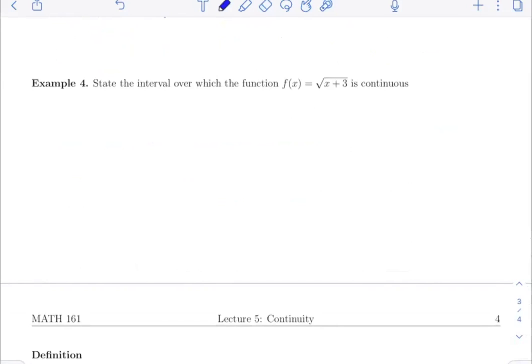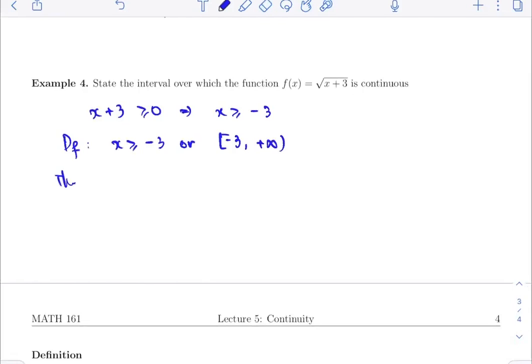So in this case, x plus 3 has to be greater than or equal to 0, which implies that x is greater than or equal to -3. So the domain of the function is x greater than or equal to -3, or you can write -3 to +infinity. Therefore, the function is continuous on the interval from -3 to +infinity.